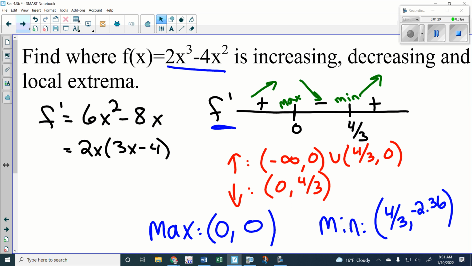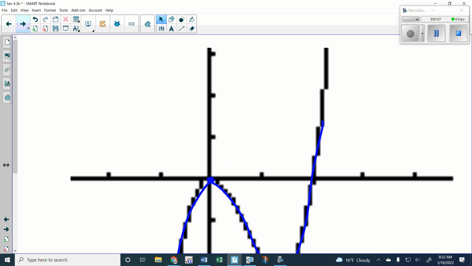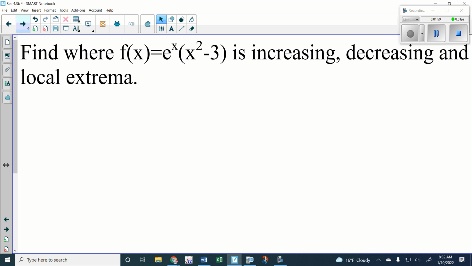We did our sign analysis by finding our derivative, finding our critical points, determining where it's increasing and decreasing, and then determining our maxes and mins from that. So this is what you were doing on your homework also. We also talked a little bit about the second derivative test. The second derivative also tells you maxes and mins. We'll get to that a little bit later.